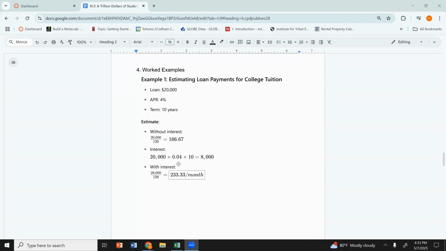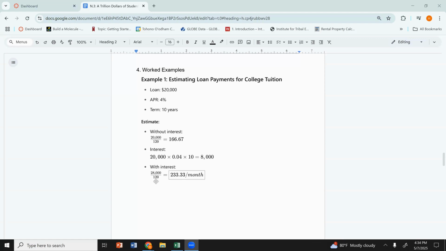So with the 4% interest, we're going to say 20 times APR. So the principal times rate times time. The rate is 4%, so 4 divided by 100 is 0.04. So 20 times 0.04 times 10, that's 8,000. So that's the interest, okay, in 10 years. So the interest plus the principal is 20,000 plus 8,000, that's 28,000.